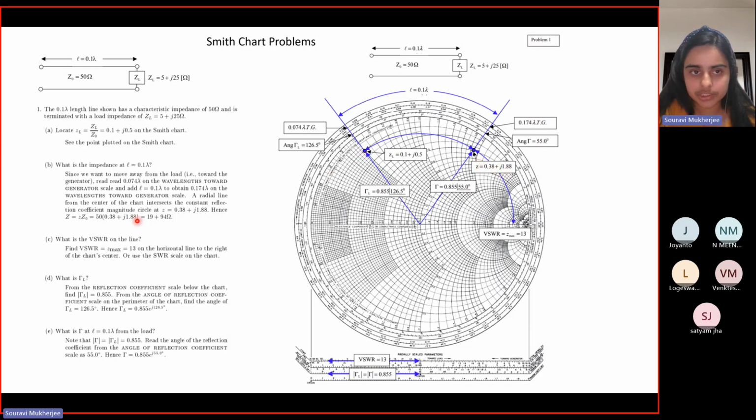Now if the question says what is the impedance, this is your normalized impedance, so you have to multiply it with the characteristic impedance given in your question. Then this is the impedance at the generator end. Now the question says, what is the VSWR on the line? Basically, VSWR comes from the ratio of the reflection coefficients, right?